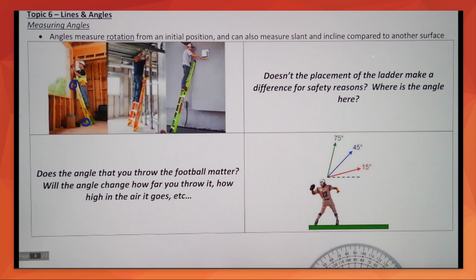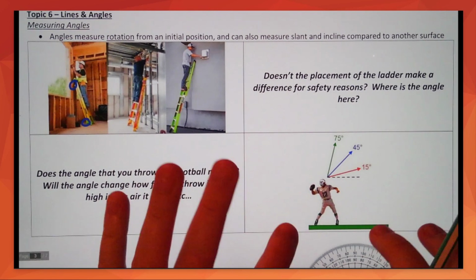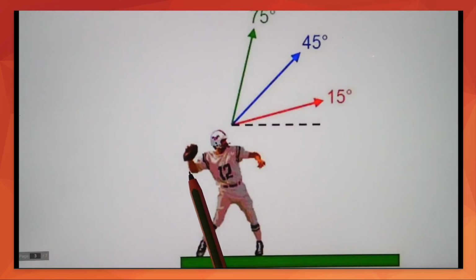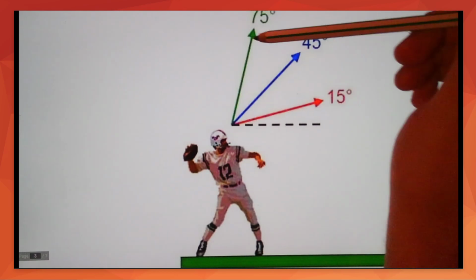So let's think about a totally different type of example. Here we have a football player. He's holding a football, and I want you to imagine him throwing that football, right? I could throw it straight forward. I could go a little bit higher in the air. I could even go straight up above my head, or even a little less than straight up above my head. And that's what this is, sort of a diagram of.